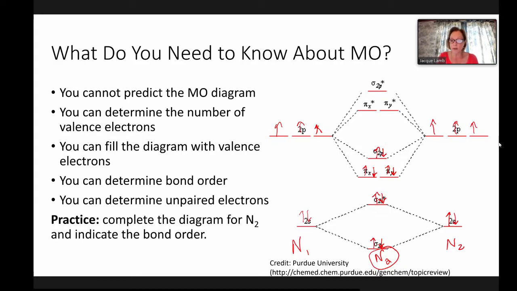Bond order would be 2, 4, 6, 8 electrons in bonding molecular orbitals minus 2 in anti-bonding orbitals equals 6 divided by 2, which is equal to 3. So we have a bond order of 3. The bond order should always agree with what our Lewis diagram shows us, and in fact it does. So that is the molecular orbital theory.